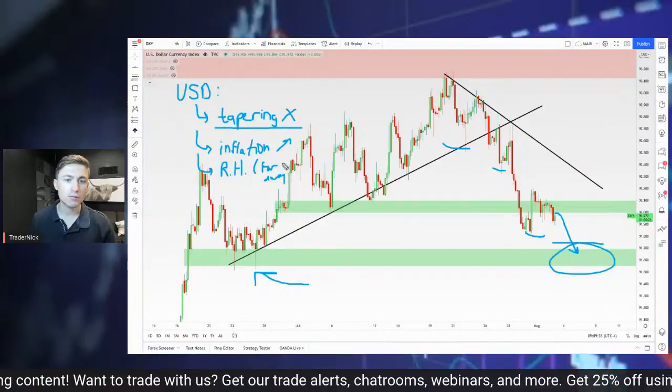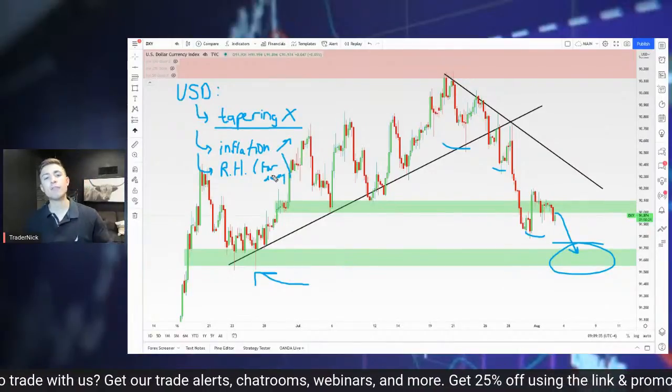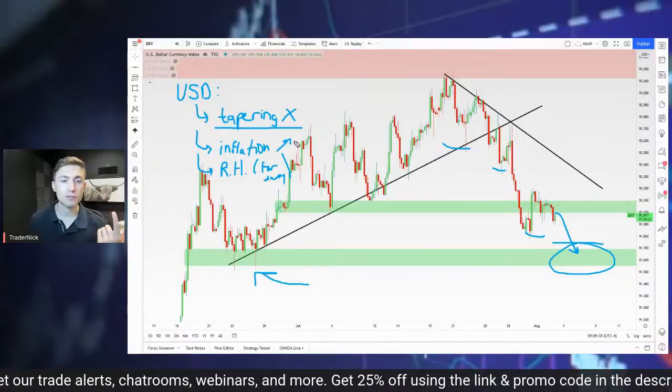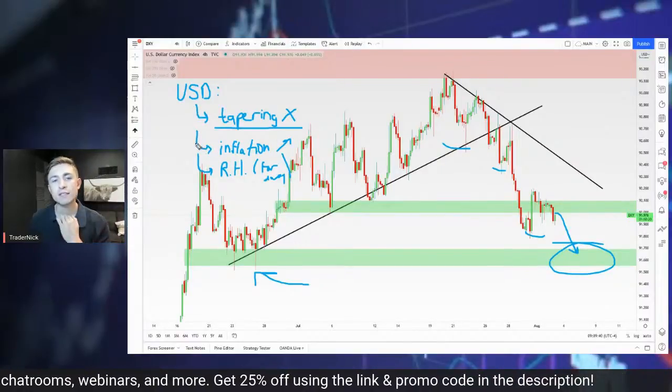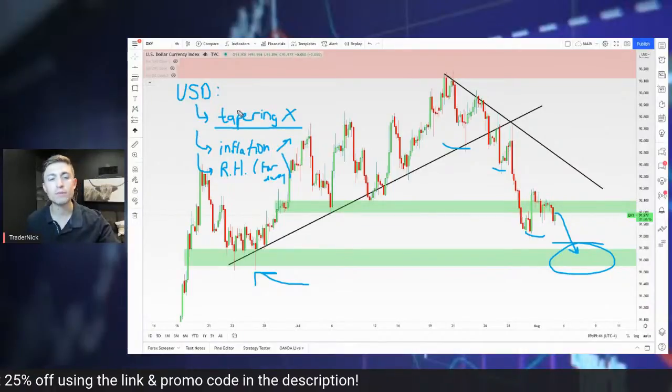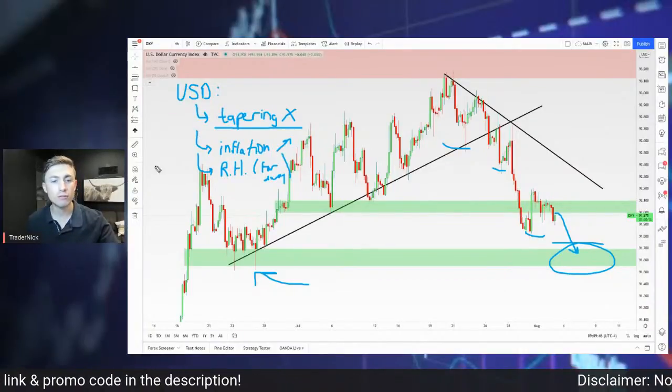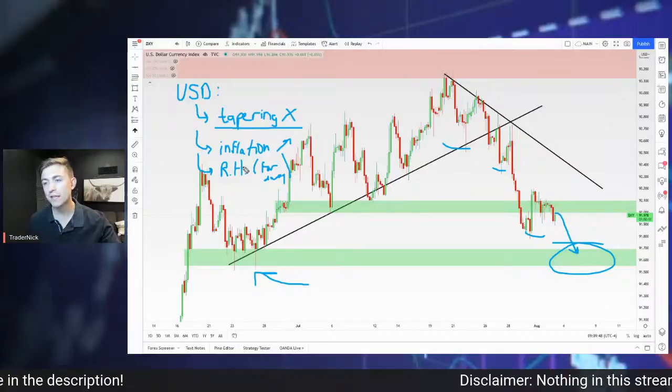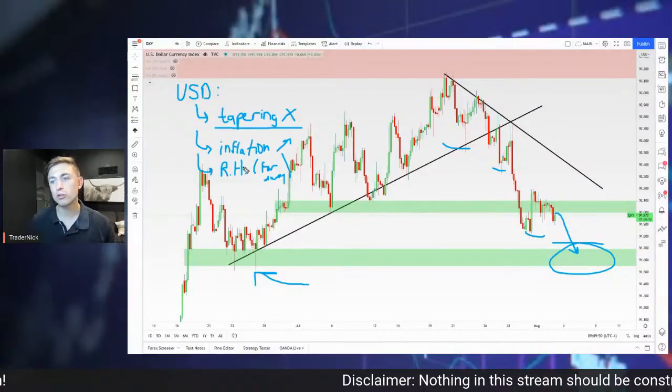All of this to say, you have high inflation, right? Inflation is on the rise. You have an unwillingness to taper back on stimulus for now, hesitation there. And then you have rate hikes that are far away. All of that to say, the US dollar looks pretty weak to me.